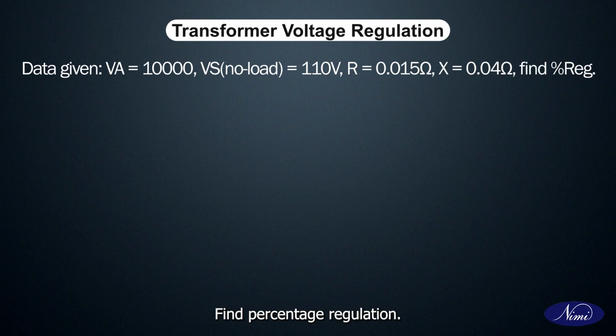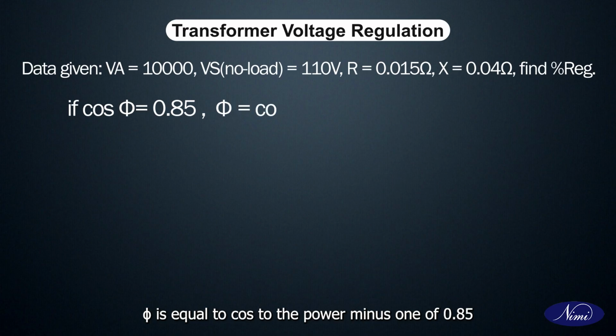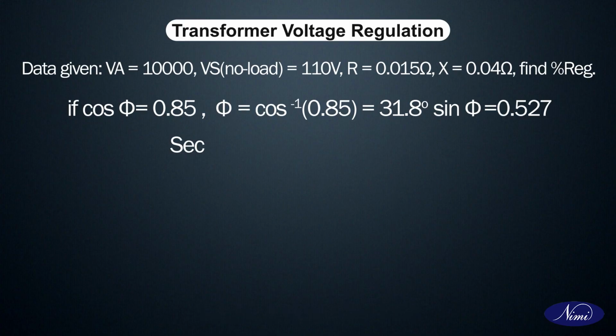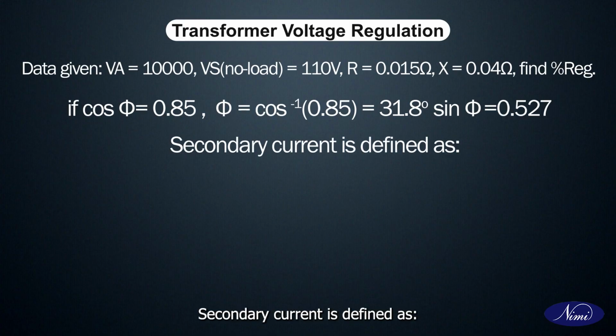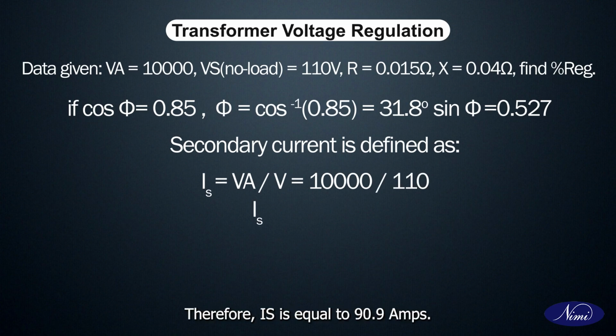Find percentage regulation. If cos phi is equal to 0.85, phi is equal to cos to the power minus 1 of 0.85, which is equal to 31.8 degree. Therefore, sin phi is equal to 0.527. Secondary current is defined as Is is equal to VA by V, which is equal to 10,000 by 110. Therefore, Is is equal to 90.9 amps.